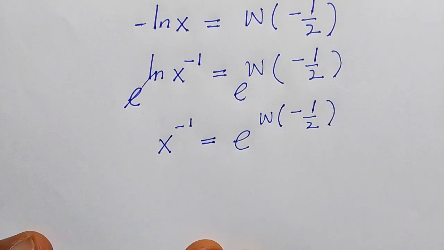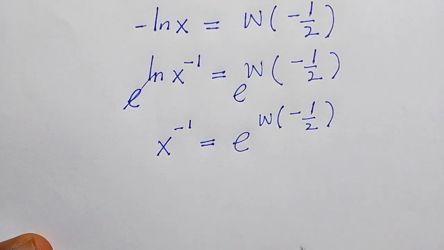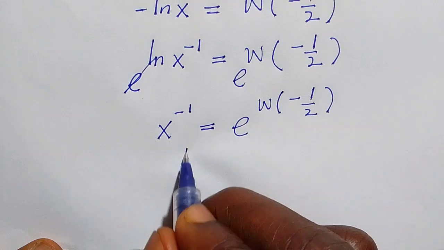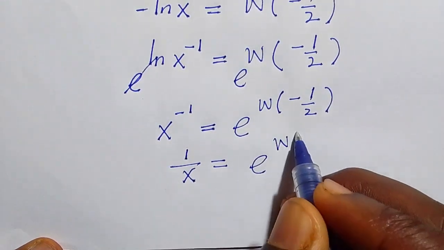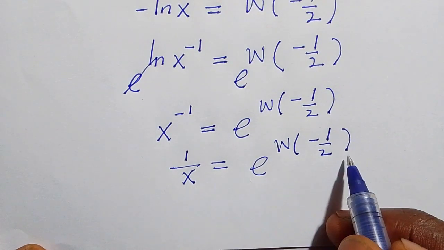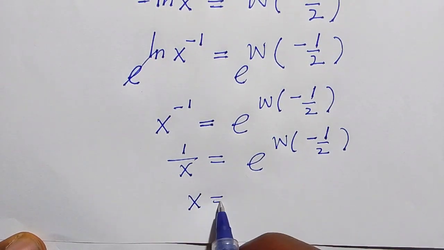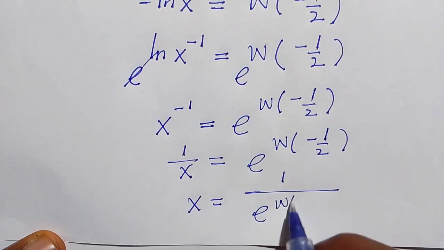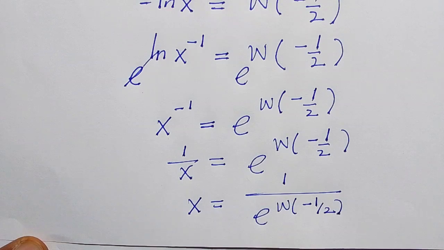To get x here, suppose we raise both sides of this equation to the power of minus 1, or if we can't do that, we can just say x to the power of minus 1 is the same thing as 1 divided by x, and everything equals e to the power of W of minus 1 divided by 2. When we cross multiply and divide, we can conclude that the value of x here is 1 divided by e to the power of W of minus 1 divided by 2. And here is the result to this problem.